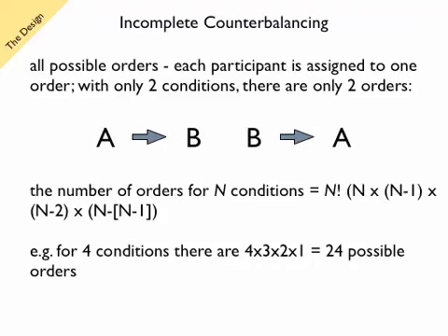Well, it's incomplete because different participants are getting different orders. How many different orders? Well, that depends on the number of conditions, and it's defined by n factorial, where n is the number of conditions that you have. N factorial just means n times n minus 1, so 5 times 4 times 3 times 2 times 1 when n equals 5.